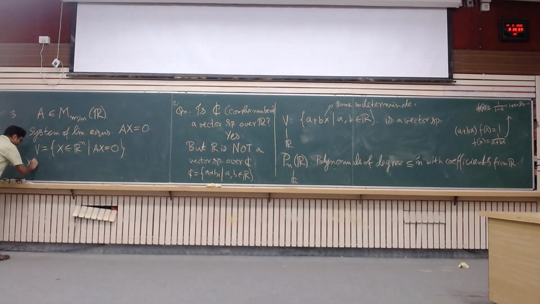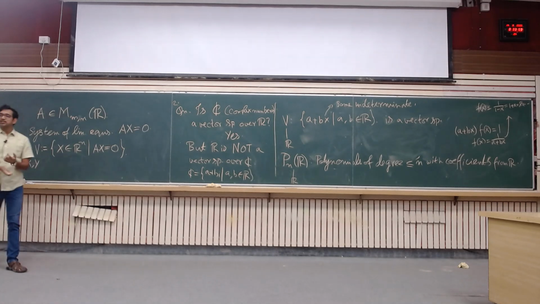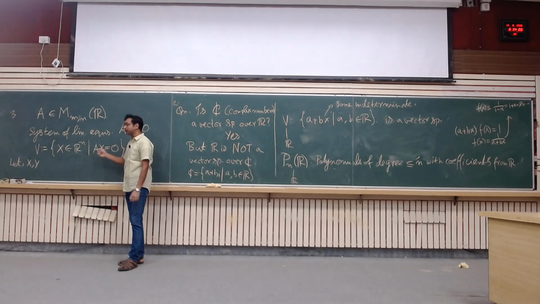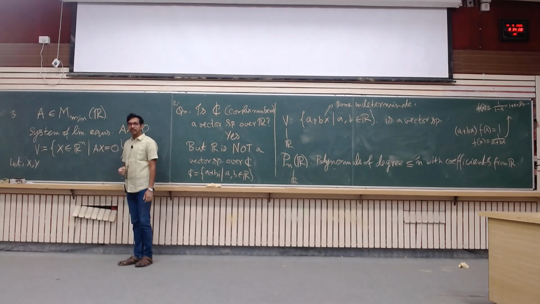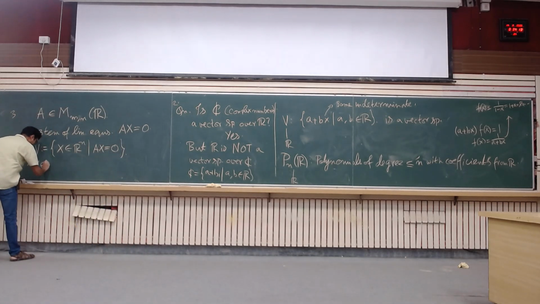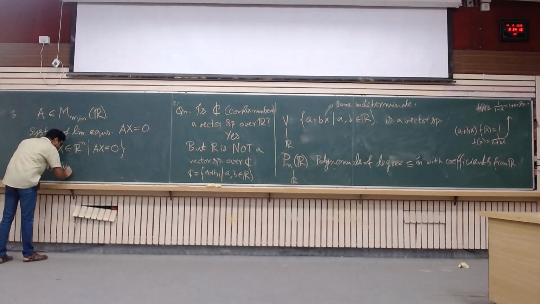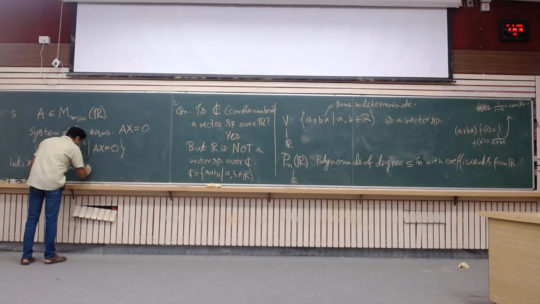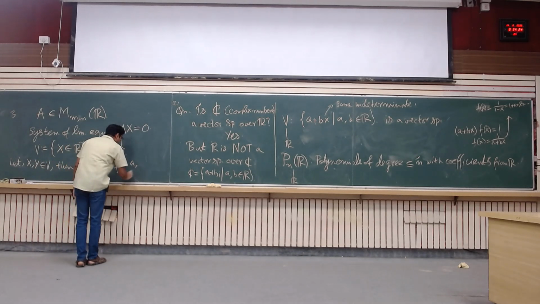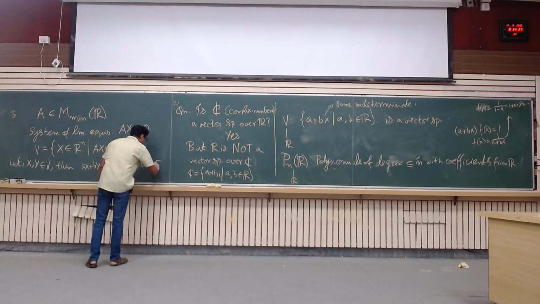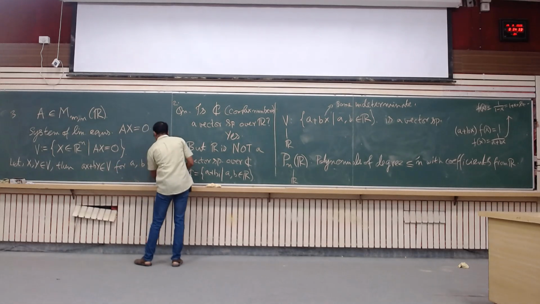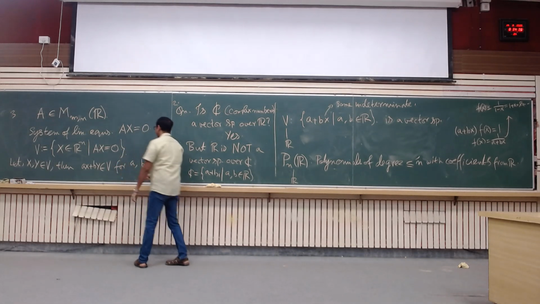Now there comes this point where you are asked to check whether a given set is a vector space. And how do you check that? We do this in this manner. Let x and y be in V. Then we consider whether ax plus by is in V for a, b in F. Well, we are considering R here, so a, b in the field of real numbers.